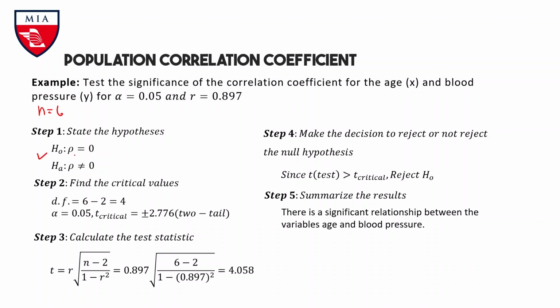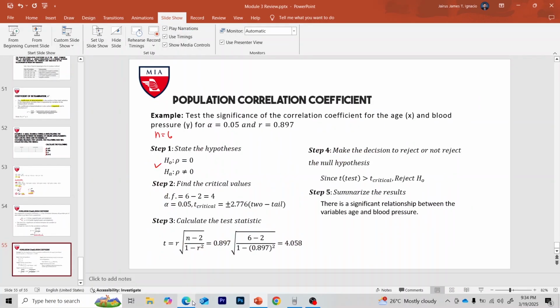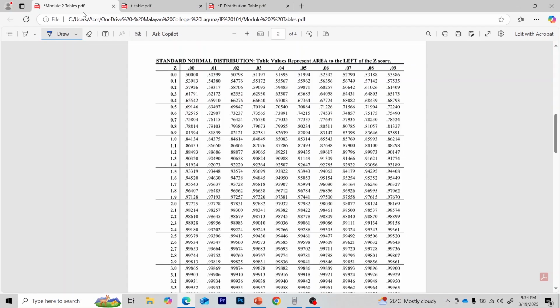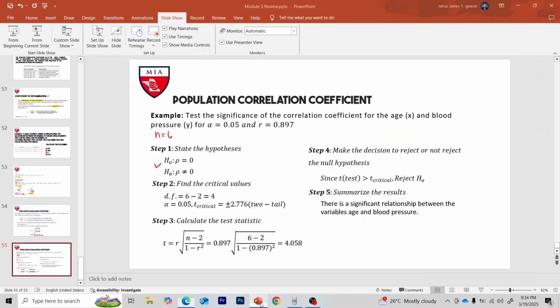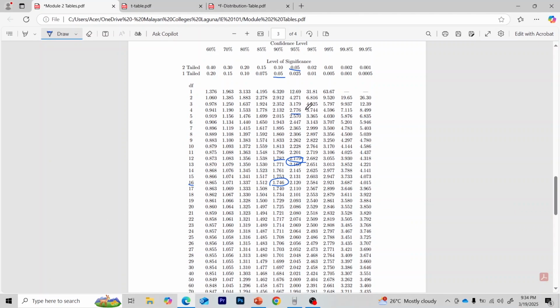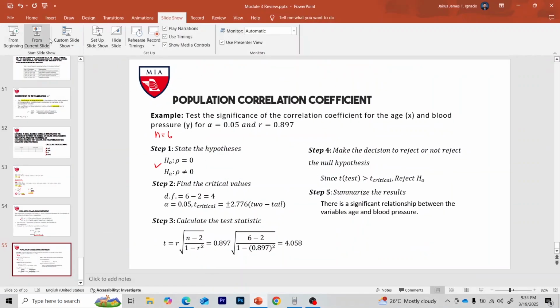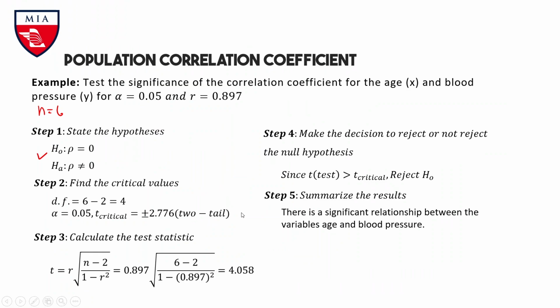So we use the population correlation: the null hypothesis is rho equal to 0, and the alternative is not equal. For the df, if n is 6, then 6 minus 2 is 4. Alpha is 0.05. So for our t critical, we have df equal to 4 and a two-tailed test. Let's look at the t distribution table: 0.05 two-tailed and df is 4. We have 2.776, so we're correct. It is positive and negative 2.776 for two-tailed because we have a not equal sign.